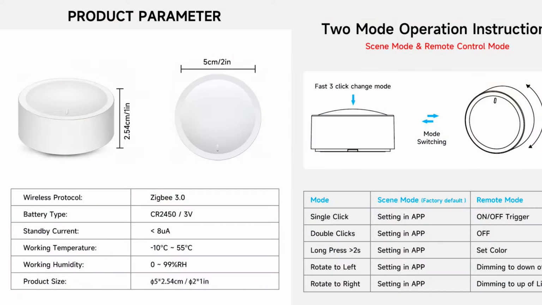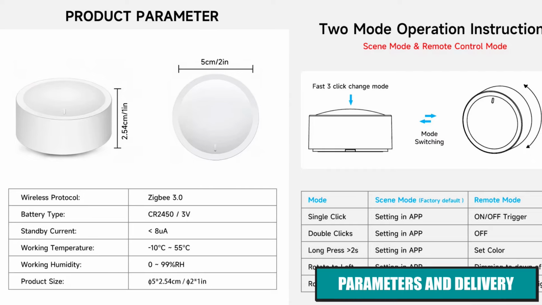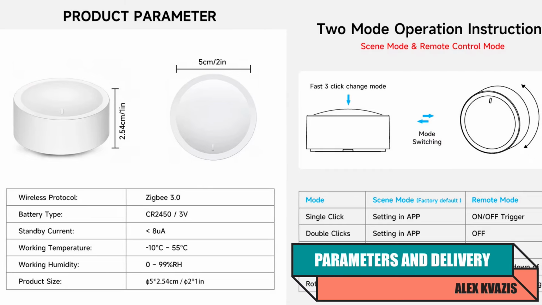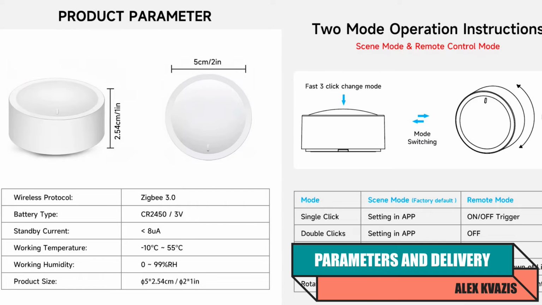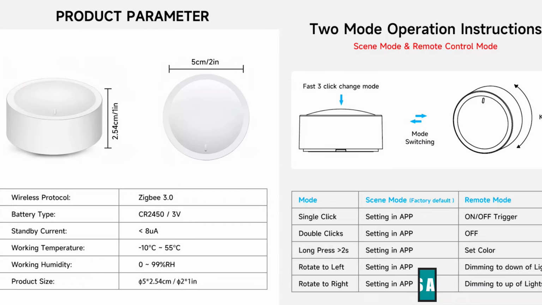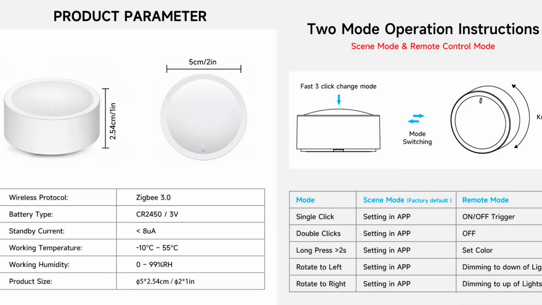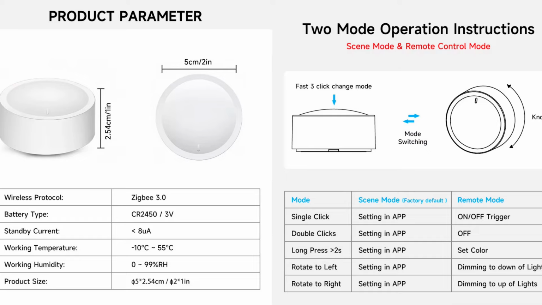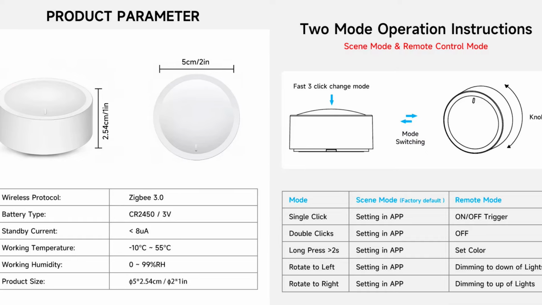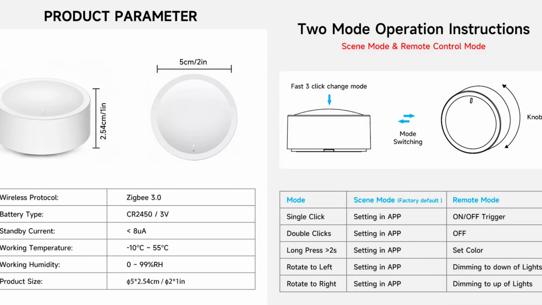The device type is a wireless logical dimmer. Model: ZG-101Z. Interface: Zigbee 3.0. Operating modes: group mode and event sending mode. Power: CR2450 battery included. Standby current: less than 8 microamps. Size: 5 by 2.54 centimeters.